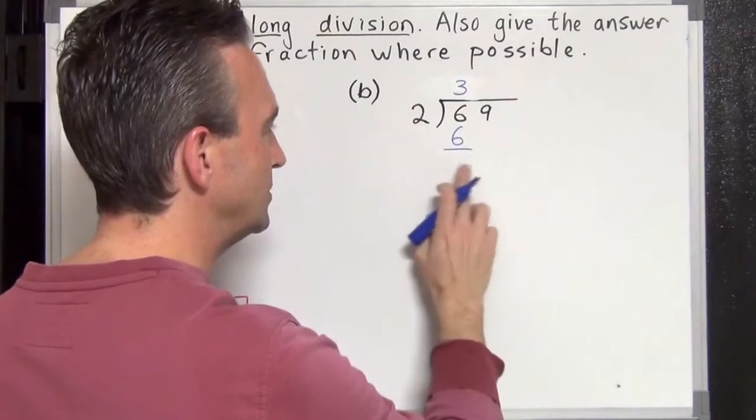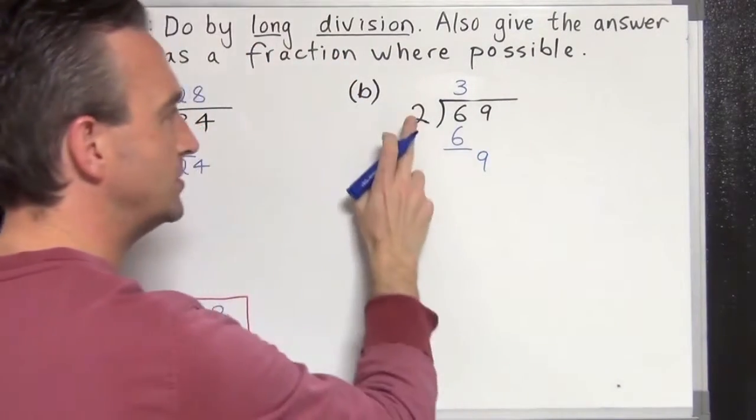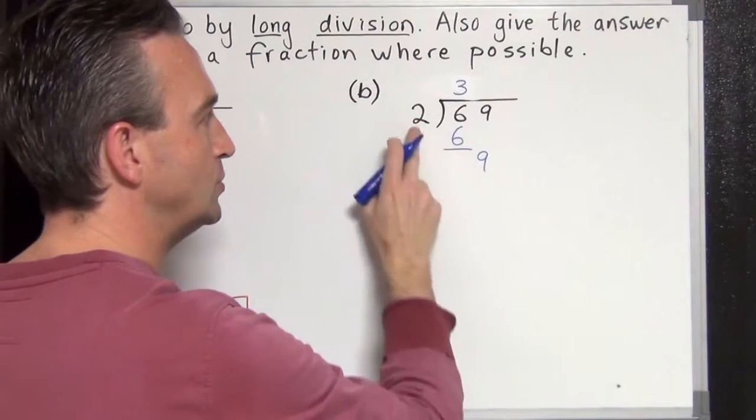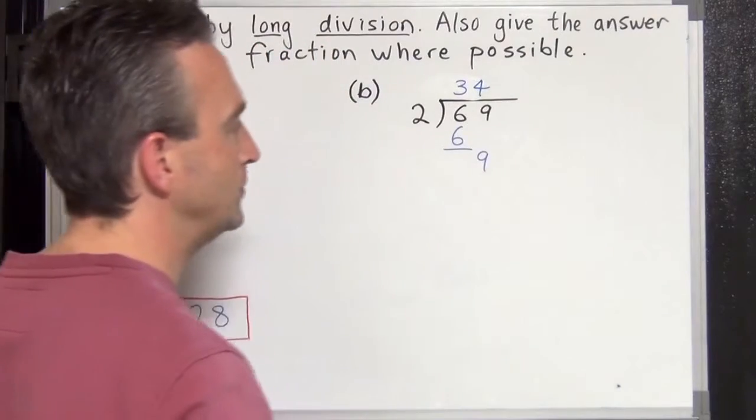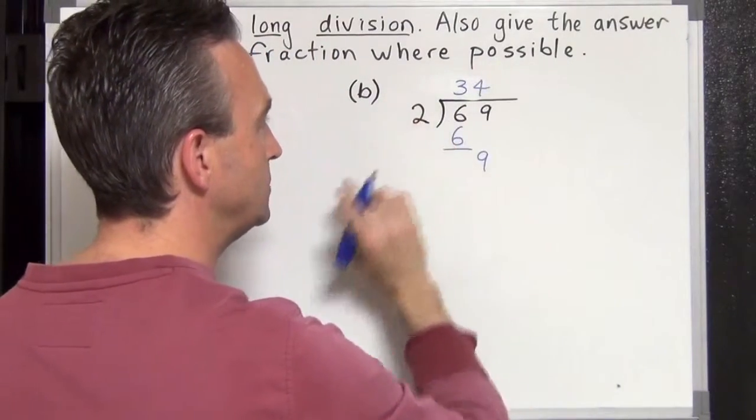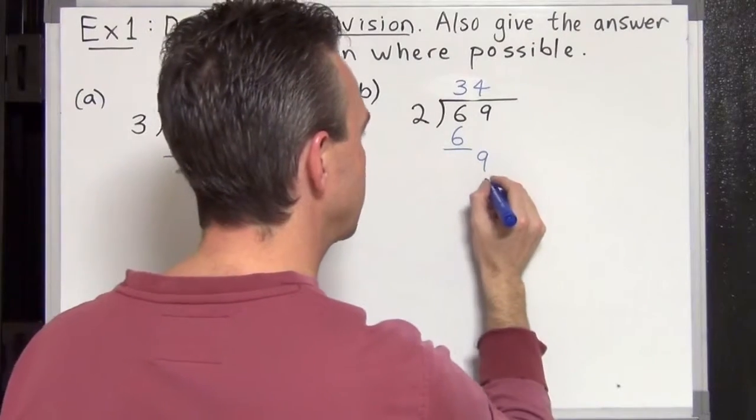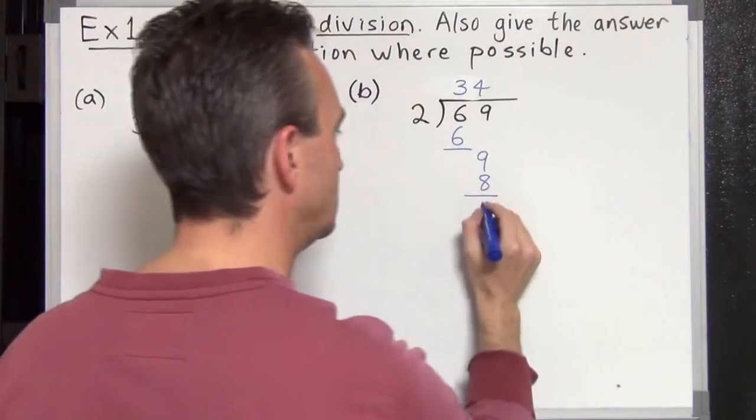So 2 goes into nothing here. We have to bring this 9 down. And we try that. How many times does 2 divide into 9? 4. Okay, 2 4s are 8. That will leave 1 left over. 4 times 2 is now 8, which goes down here, and we subtract again. 9 minus 8 is 1.